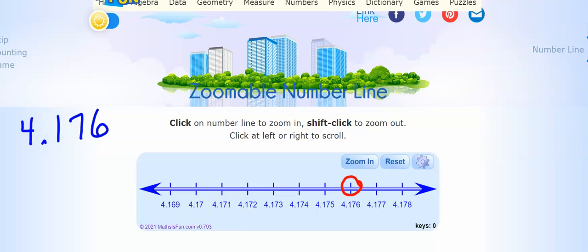4 and 17 hundredths, 4 and 171 thousandths, 4 and 172 thousandths, 4 and 173 thousandths, 4 and 174 thousandths, 4 and 175 thousandths, 4 and 176 thousandths. Great job, boys and girls, finding numbers on a number line and counting. You can continue to explore using this number line.